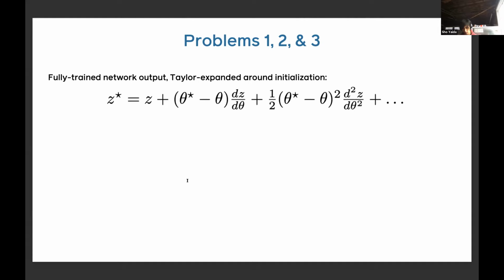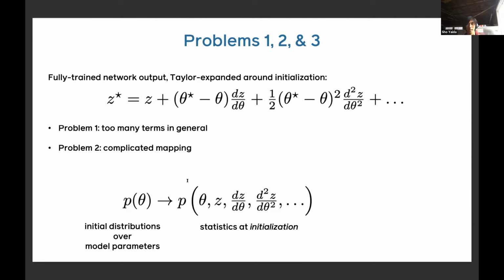Then he articulated the three problems that this kind of Taylor expansion manifests. Problem one, there are too many terms in general. If you have a Taylor expansion, then in principle you have to keep track of every term, and that's a lot to handle. Problem two, in principle, there is a complicated mapping from what you have control over, which is the initialization of model parameters. That's something you can set by hand in code, but from there you have to pass on to the joint distribution between z, dz, d zeta, and so on and so forth. You have to keep track of the statistics of every term in the Taylor expansion. So that seems pretty hard.